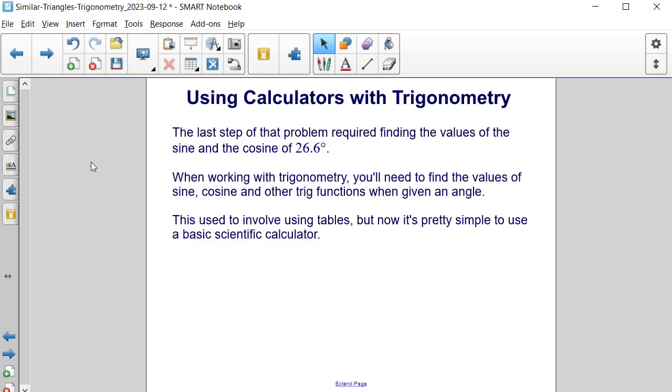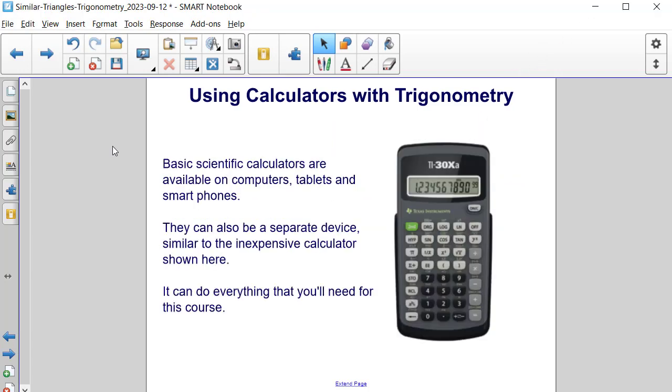We're also going to be using calculators with trigonometry. The final step of the last problem required us to find the values of the sine and the cosine of 26.6 degrees. When working with trigonometry, you'll need to find the values of sine, cosine, and other trigonometric functions, or trig functions for short, when given an angle. This used to involve using tables, but now it's pretty simple to use a basic scientific calculator. Basic scientific calculators are available on computers, tablets, and smartphones. They can also be a separate device, similar to the inexpensive calculator shown here to the right. It can do everything that you'll need for this course.